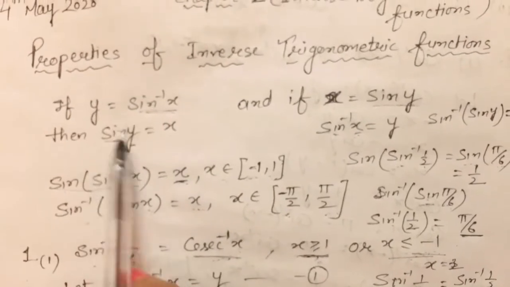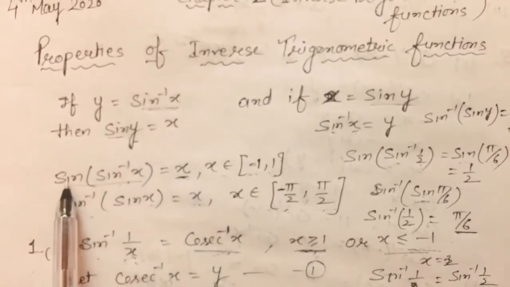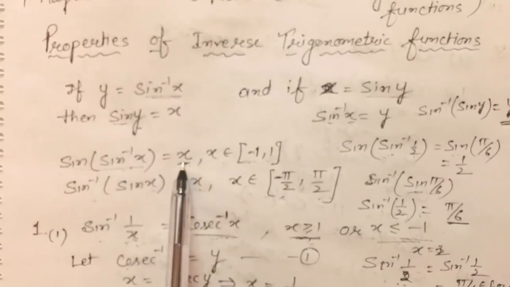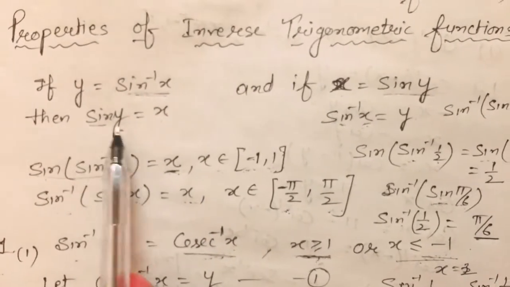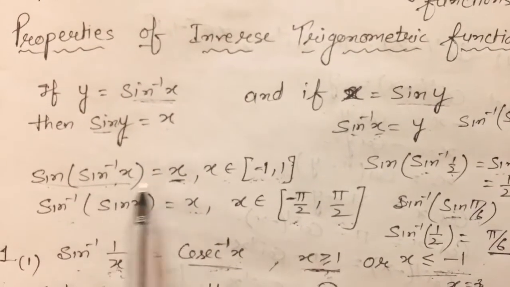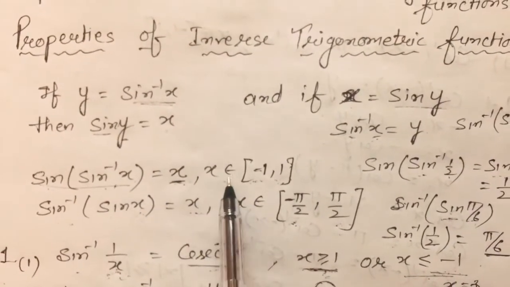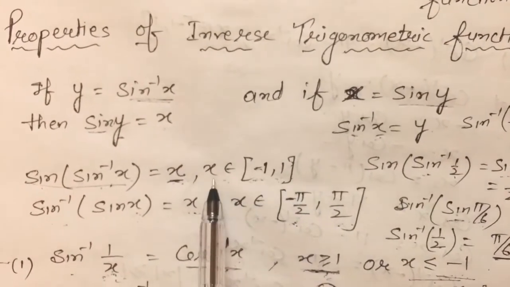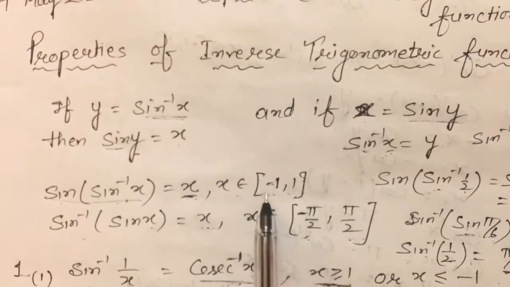We will take sine y is equal to x. Here, if y is sine inverse x, then sine of y, which is sine of sine inverse x, is equal to x, and x lies between -1 and 1.